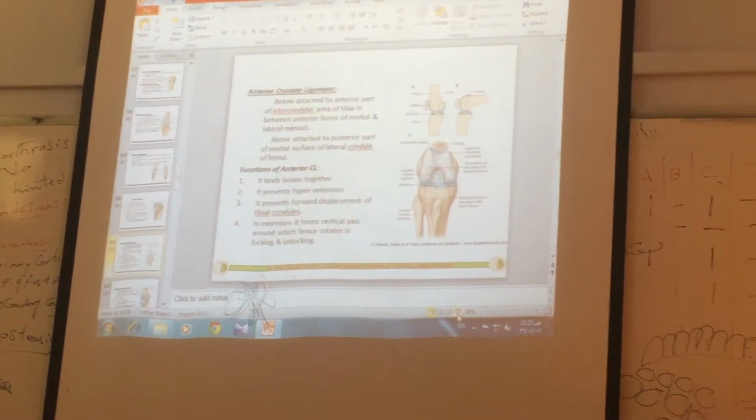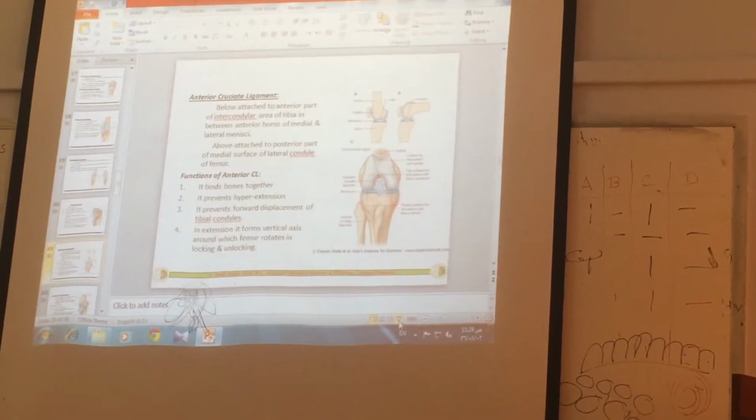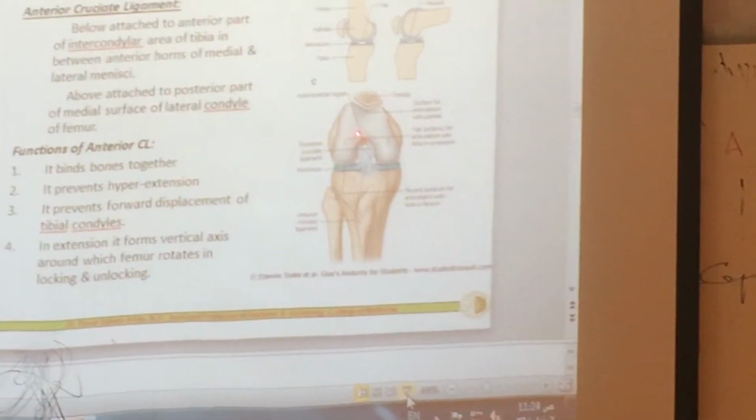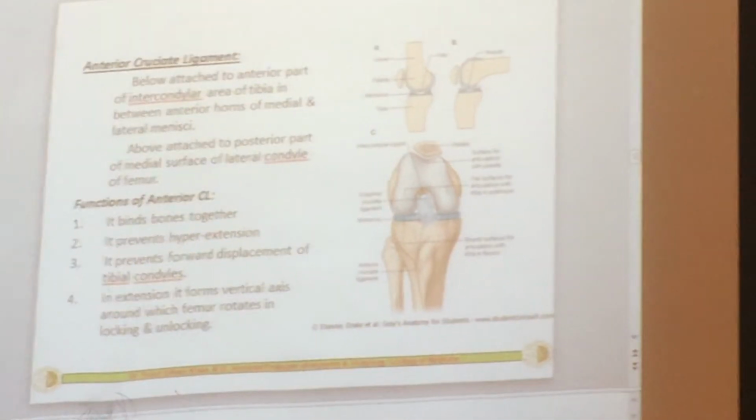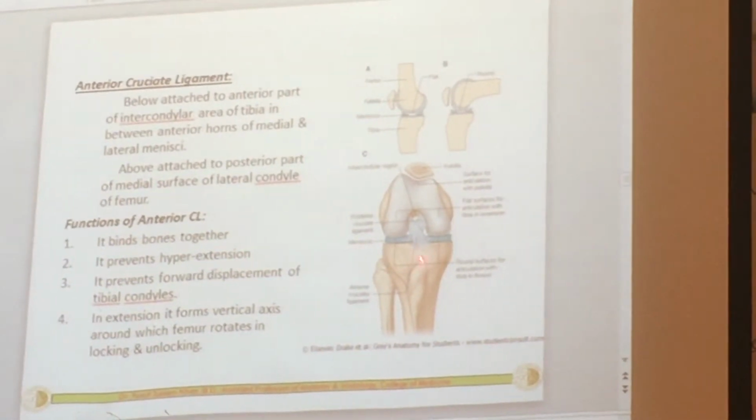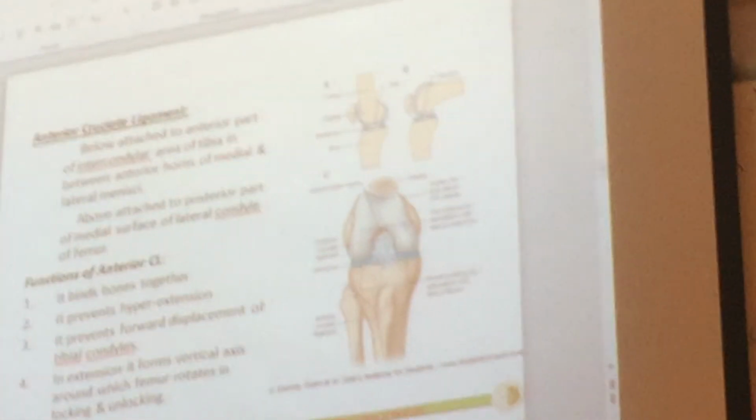Okay, if you see here, this is the anterior cruciate ligament. You can see here, it is attached to the anterior part of the tibia, and it's going behind and gets inserted to the lateral side of the femur. So the function is it binds both these bones together. It prevents hyperextension. So whenever the knee joint tries to extend hyper, so hyper is more than what is required, at that time the ligament becomes taut and they stop.